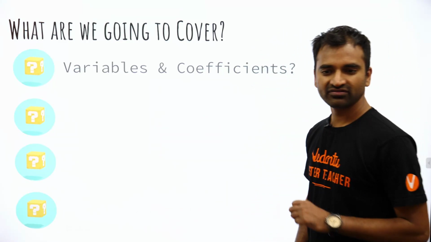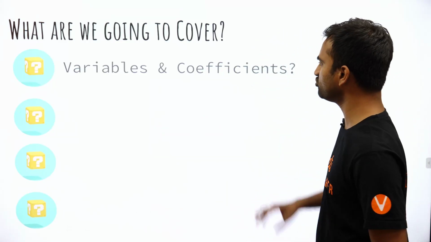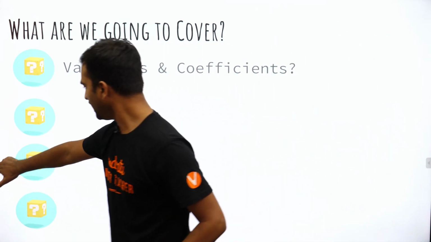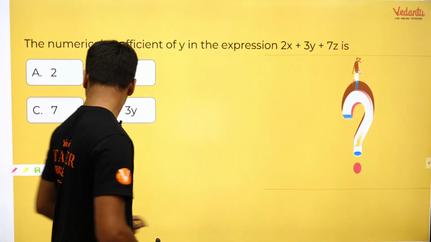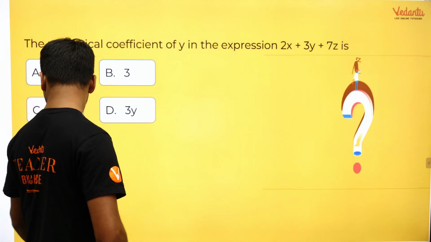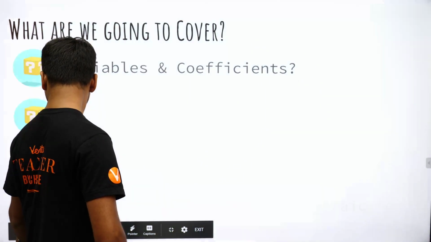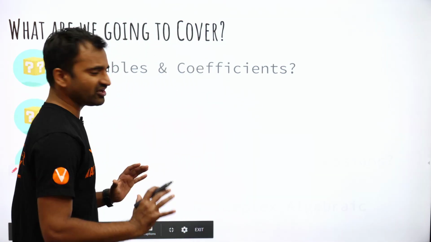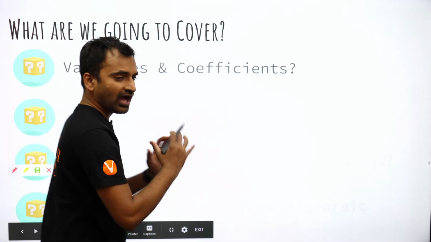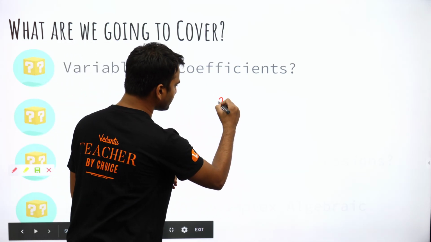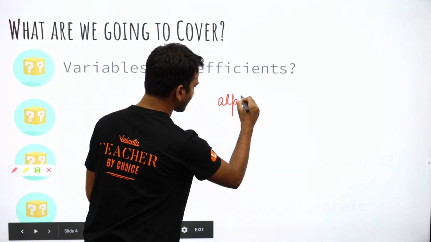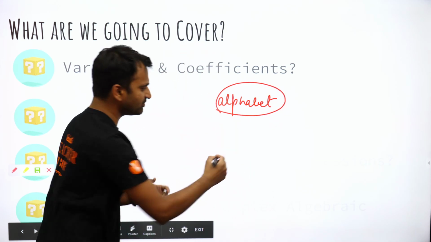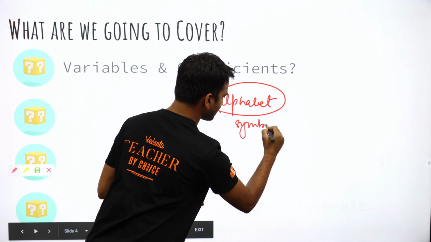First, the thing that we want to ask is what are variables and what are coefficients. In general, any expression that you have has 2 parts. One is the alphabet part. You use alphabets or symbols in general.